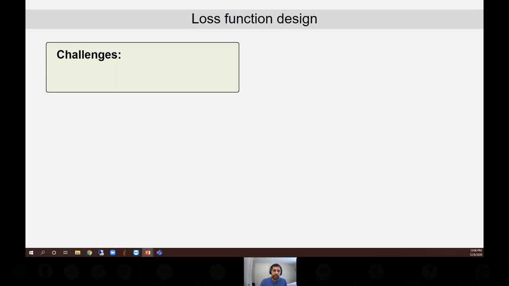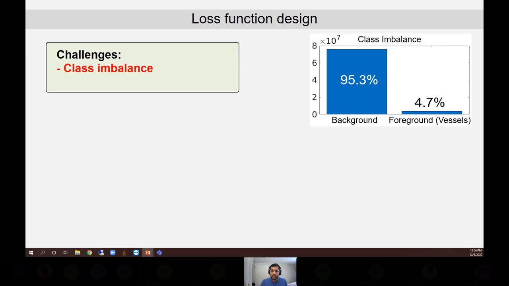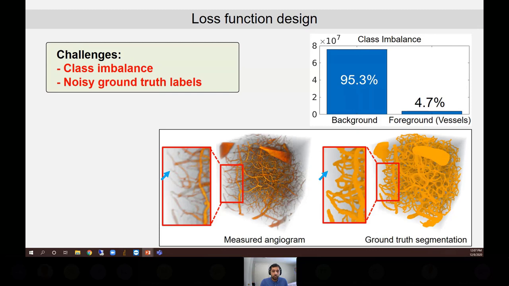One of the challenges that we face is class imbalance, which means that if you look at the volumes, 95% of the voxels are background, and less than 5% of the voxels comprise the foreground, or our vessels. Because of this extreme imbalance, if you don't account for it, the deep neural network will have a bias towards the class which is more abundant. That was one of the challenges facing the loss function design.